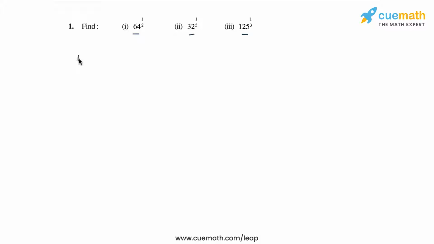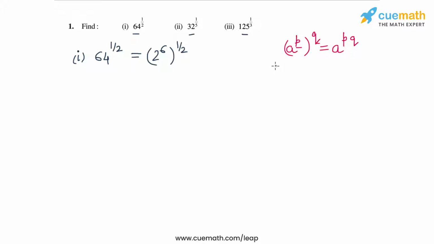In part 1, the term we have to calculate is 64 raised to the power half. Now I can write 64 as 2 to the power 6, so 2 to the power 6 and then raised to the power half. And now I can make use of the exponent law: a to the power p to the power q is a to the power p times q. The exponents multiply, p and q multiply.